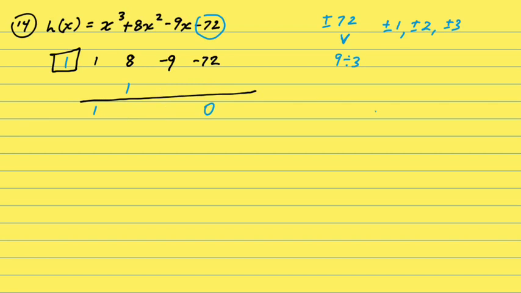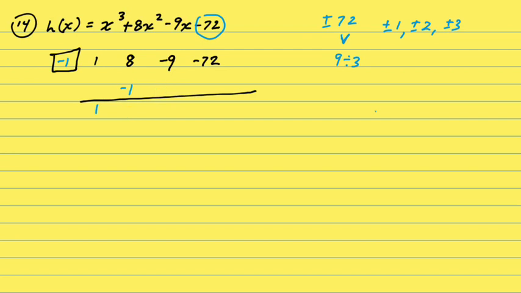So I go back and I try other numbers. How about negative 1? Bring the 1 down, multiply. Negative 1. Add is 7. Multiply is negative 7. Add would be what? Negative 16. Multiply would be 16. That's not 0, is it, when I add? So positive negative 1 did not work. What do you want to try next?